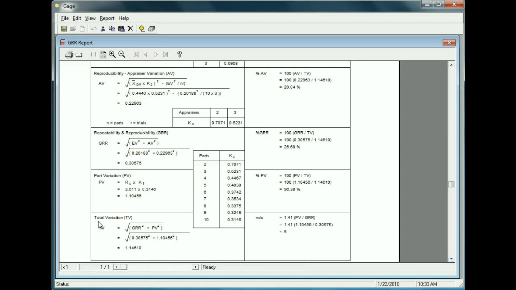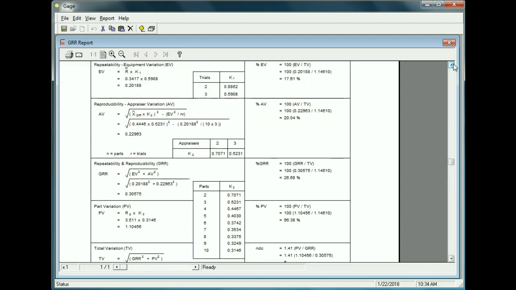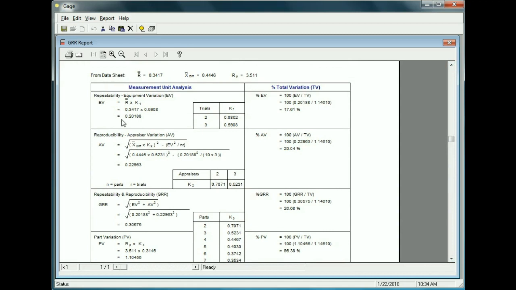And we're going to use this total variation value in our calculations. So if we scroll back up to the top here, if we take the repeatability standard deviation, or the equipment variation standard deviation, and we divide that by the total variation and multiply it by 100, it gives us this value here. So we're saying that of the total variation, roughly 17.61% is due to the equipment component of measurement error.